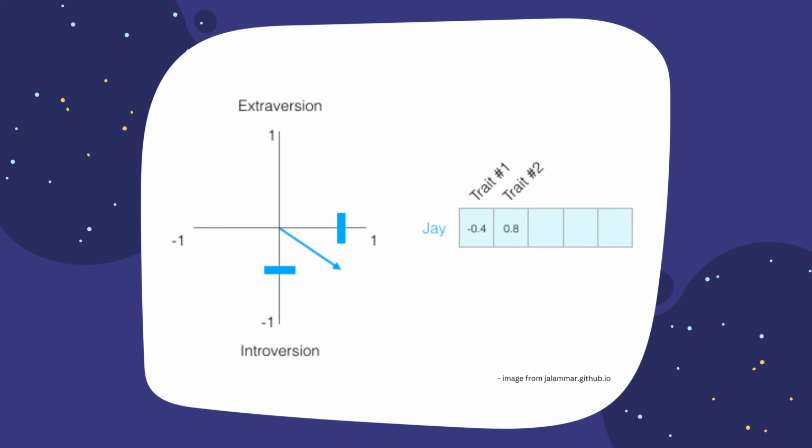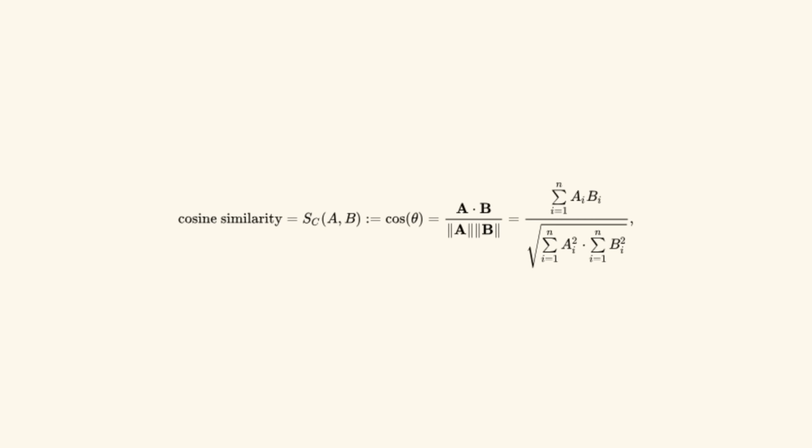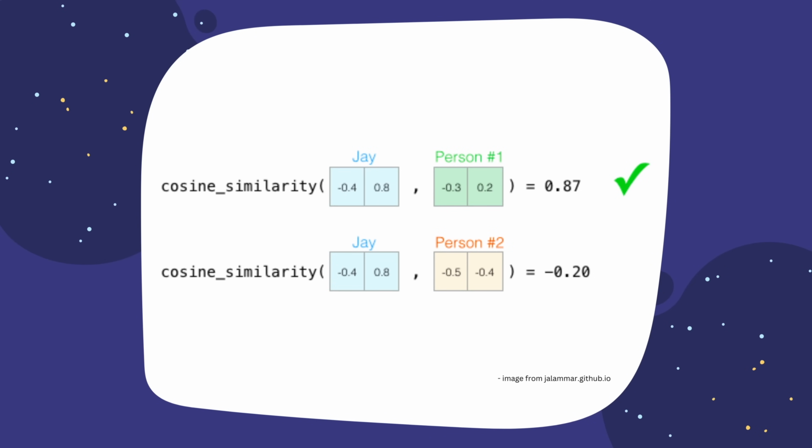Now, say Jay got hit by a bus, and we miss our friend and want to replace him with a person with a similar personality. Dark, I know, but you get the idea. When dealing with these numerical values or vectors, a common way to calculate a similarity score is using cosine similarity. This is the formula for getting cosine similarity. Using cosine similarity, you will see person 1 is more similar in personality to Jay than person 2.